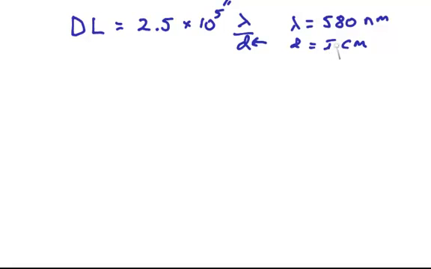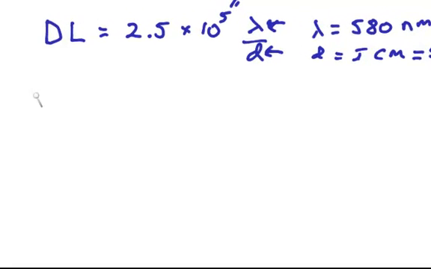This equation is correct if both of these units are given in meters. That is, lambda is in meters, and D is in meters. So 5 centimeters, that's easy. In meters, that's 5 times 10 to the minus 2 meters. 580 nanometers is 580 times 10 to the minus 9 meters.